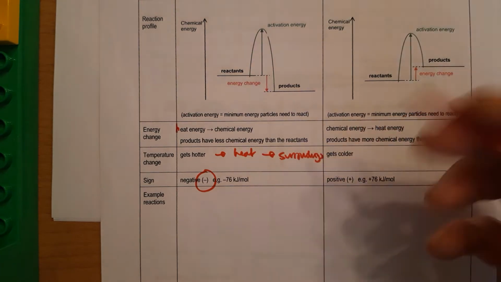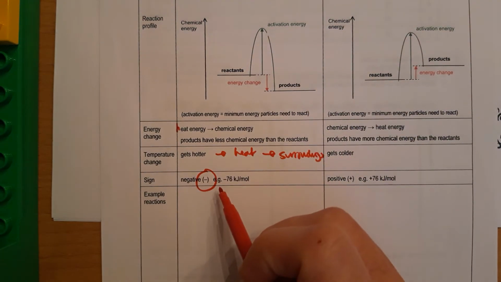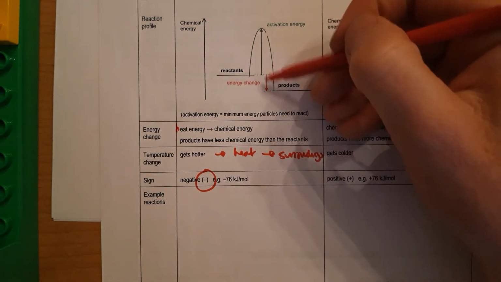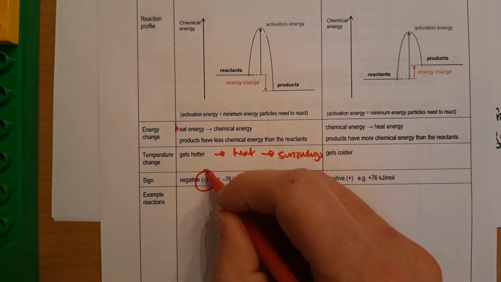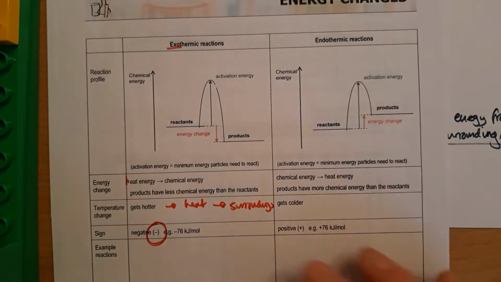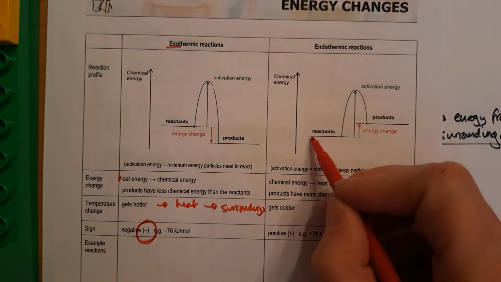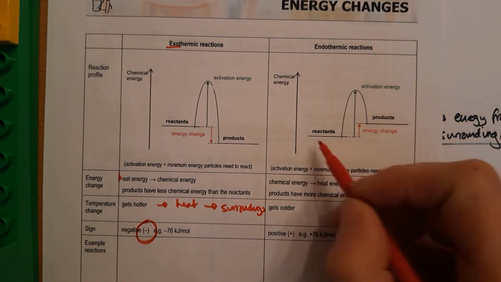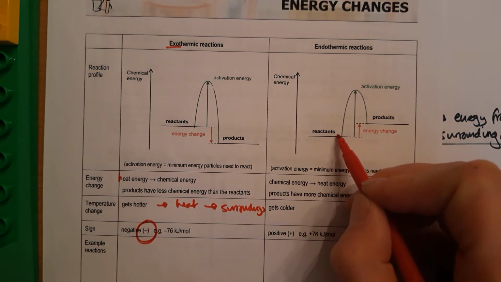You didn't have to write that, but I've just added that on now. And the sign is negative because the energy has gone down. The energy of the chemicals has gone down, and we use a sign to show the direction of that energy change. Here's endothermic. The products are higher up, so you have to put energy in to get from the reactants to the products.